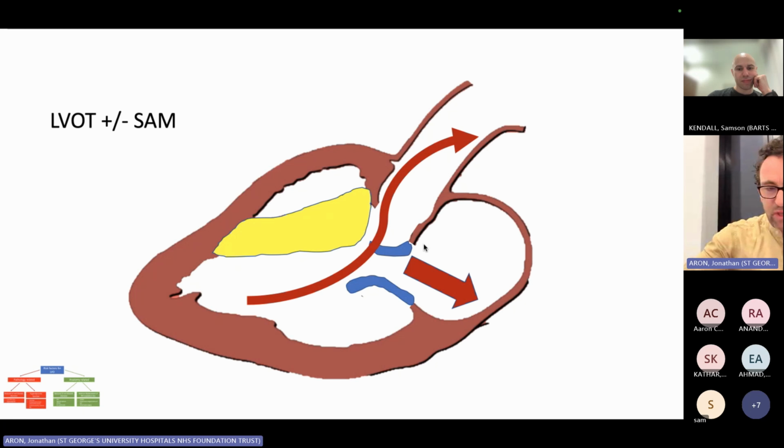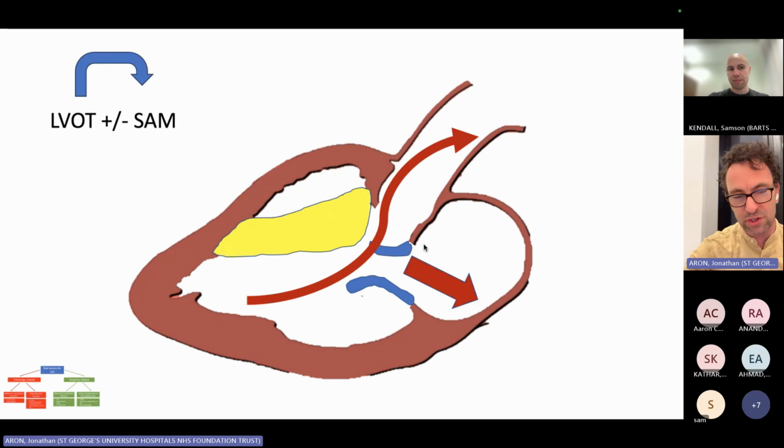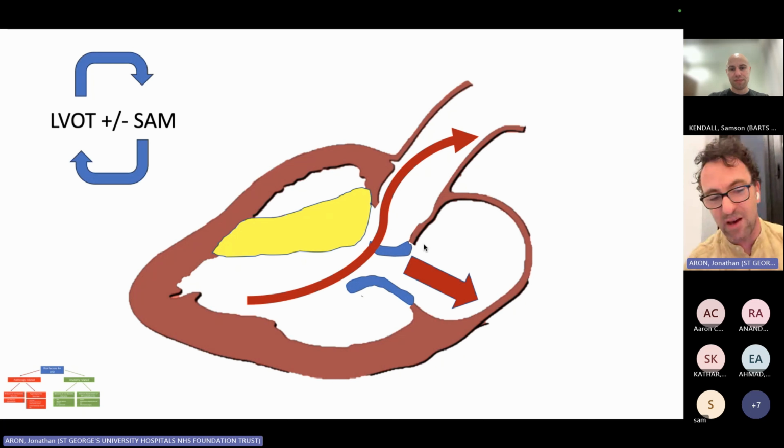So it is true that patients with left ventricular outflow tract obstruction and SAM tend to have a more narrowed left ventricular outflow tract, and they tend to be more shocked. But you can have left ventricular outflow tract obstruction without SAM. But it can cause SAM, and SAM can cause left ventricular outflow tract obstruction. You can have MR, or you can have no MR. So I hope that's clear that it's a feature of it, but if it's not there, it doesn't mean it's not there.